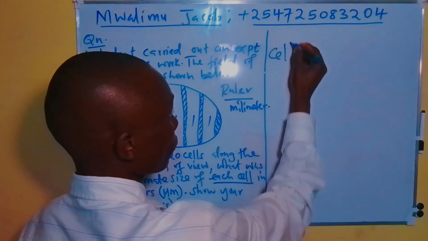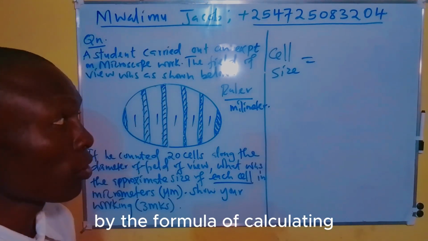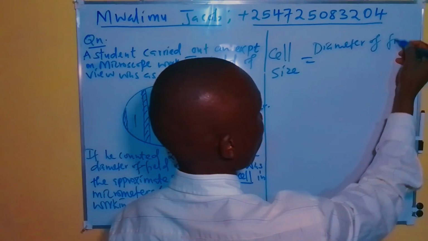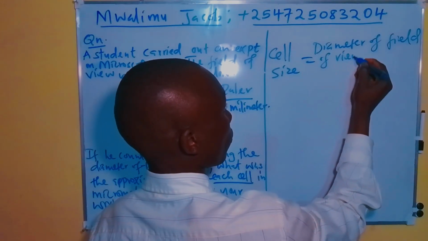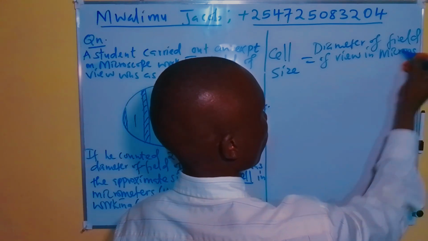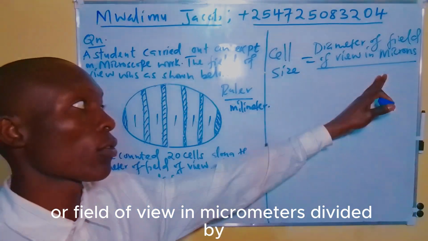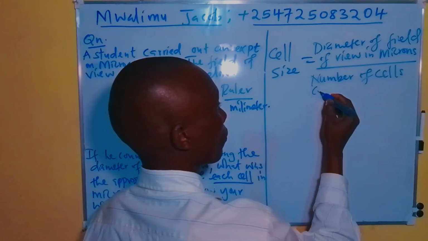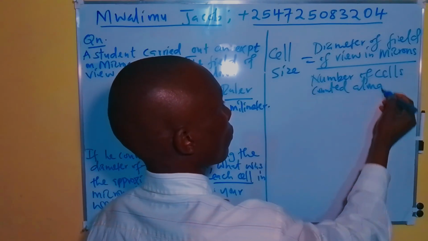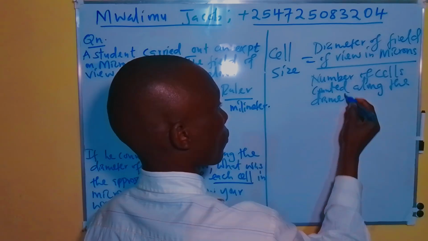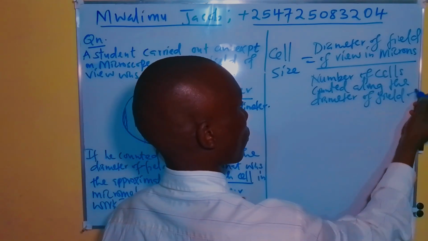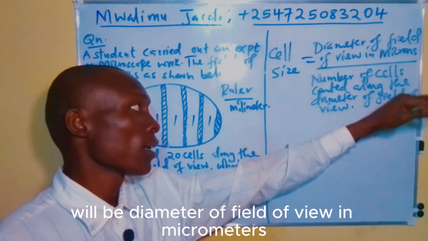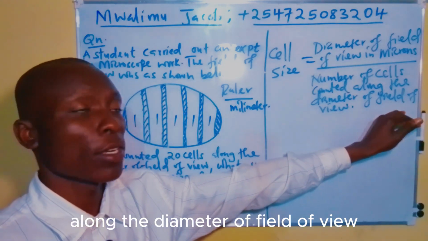So when you talk of cell size, the formula for calculating cell size will be the diameter of field of view in micrometers divided by the number of cells that will be counted along the diameter of field of view.